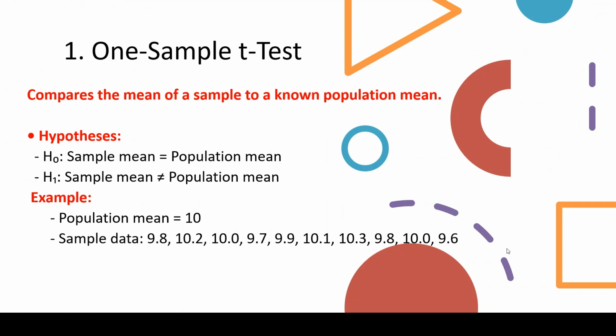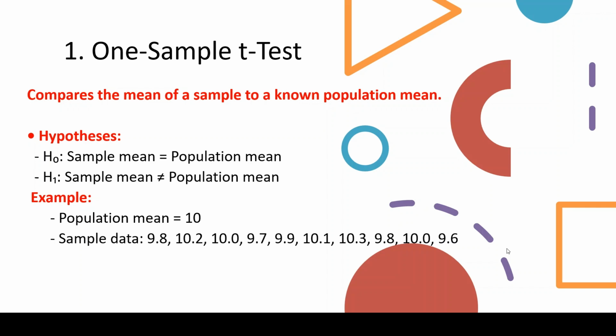First of all, at the initial step we have to state the hypothesis. The null hypothesis would be that the sample mean is equal to the population mean. As you know, the equal symbol is used in the null hypothesis. And what will be the alternative hypothesis? It depends upon the statement.